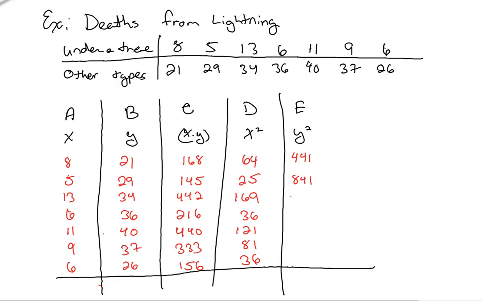34 times 34 is 1156. 36 times 36 is 1296. 40 times 40 is 1600. 37 times 37 is 1369. And 26 times 26 is 676.